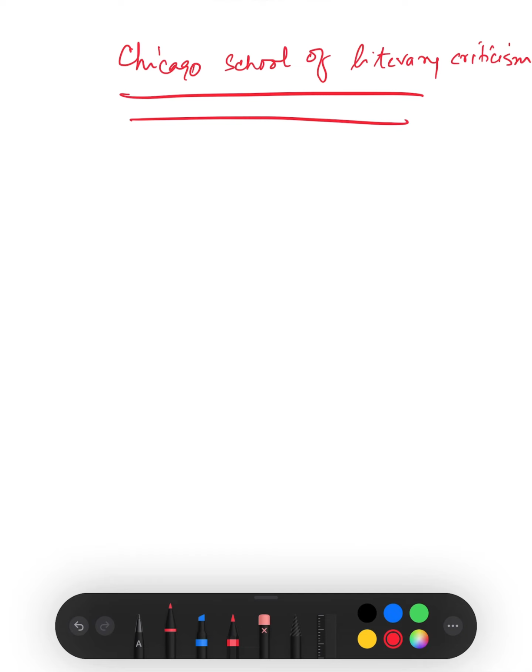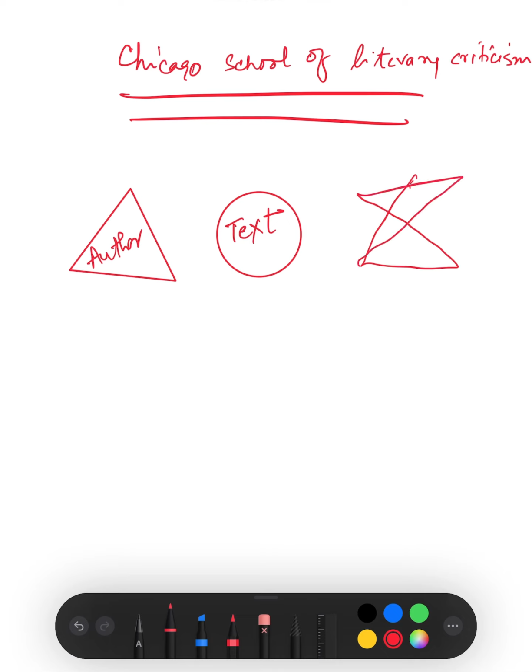text is something which is very important. This is a text. Text is very important. And apart from text, you have author, and then you have readers. So we have author, we have text, we have readers.